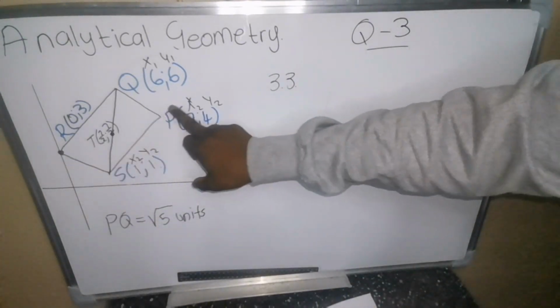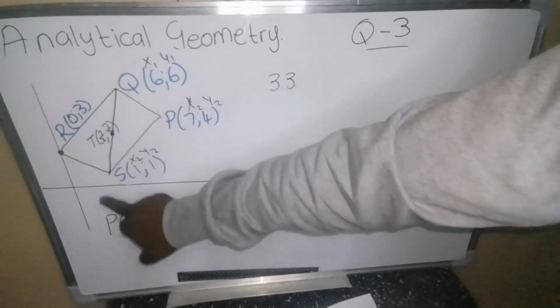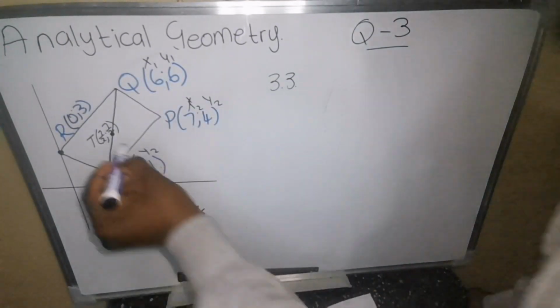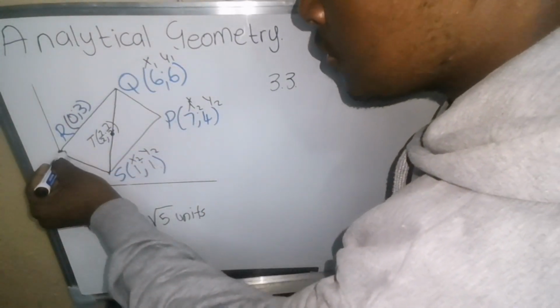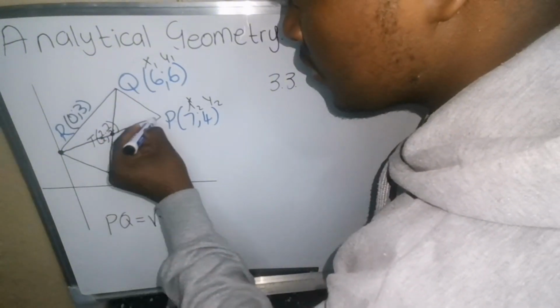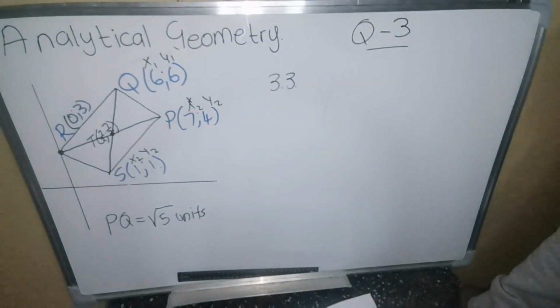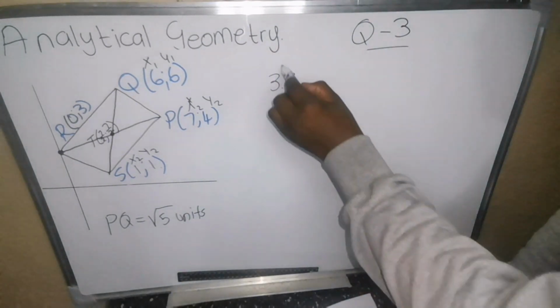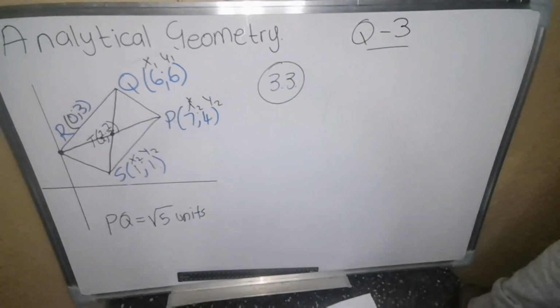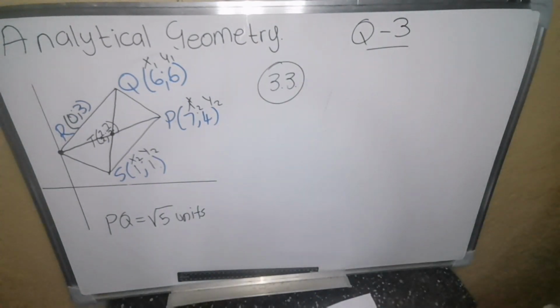PR, this line, equal to QS, this line again. So this line here, this one, this line equal to this line in terms of what? Length. So you need to find the length of PR and the length of QS. You must just prove they're equal. Yes, how about the length of PR?